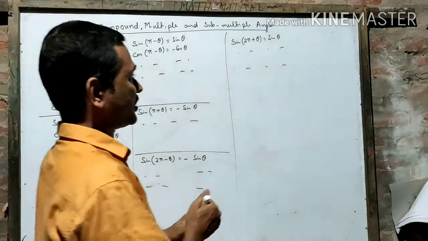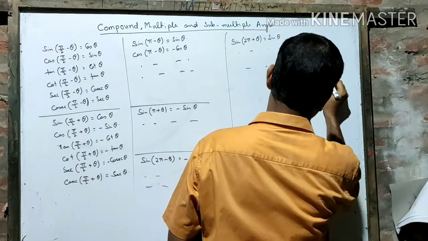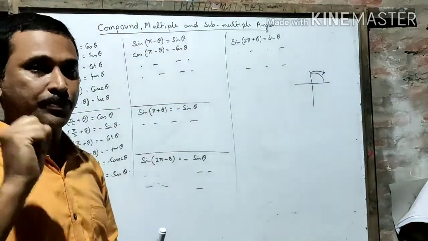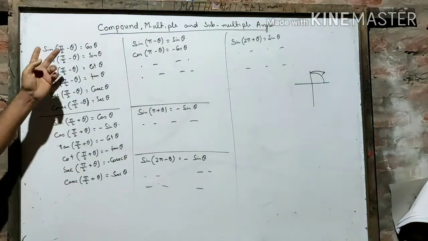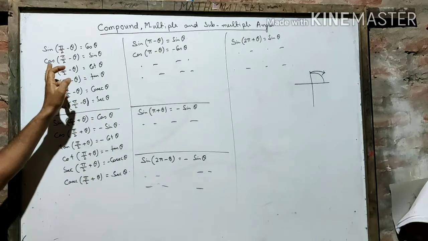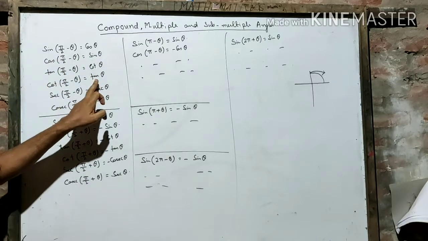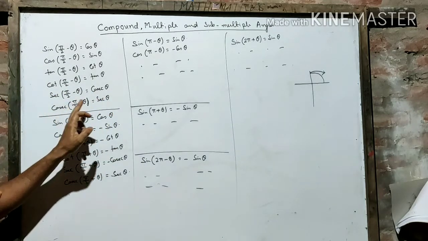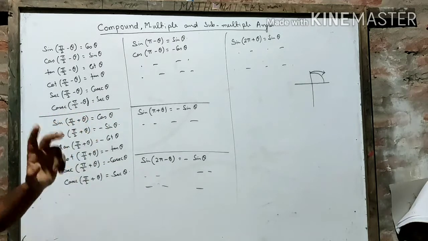And pi by 2 minus theta is in which quadrant? Pi by 2 minus theta is in the first quadrant. So every trigonometric ratio is positive in the first quadrant. First quadrant is for all. So for pi by 2 minus theta, there will be a change, and every ratio is positive. Change and positive. Cos to sine positive. Tan to cot positive. Cot to tan positive. Sec to cosec positive, because they lie in the first quadrant. Cosec to sec positive. Then sine of pi by 2 plus theta.